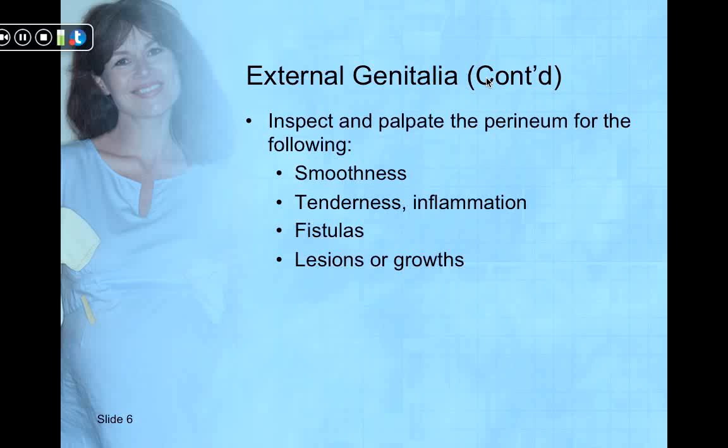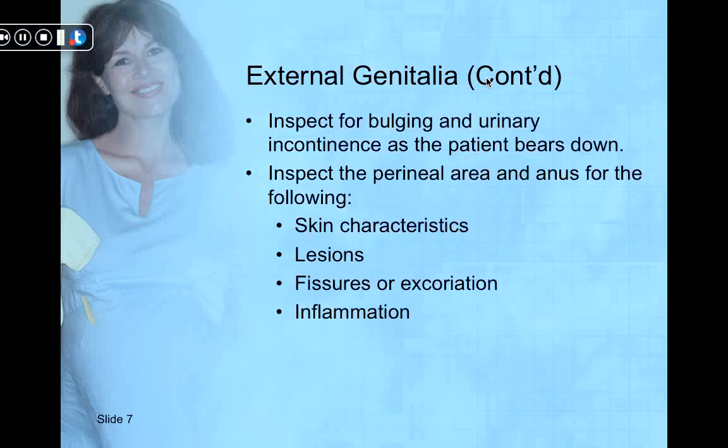You will also inspect and palpate the perineum, which is the area between the vagina and the rectum, for smoothness, for tenderness or inflammation, for fistulas, for lesions, growths, warts, any abnormalities. You inspect for bulging and urinary incontinence as the patient bears down. Make sure that their bladder's not sticking out of their vagina, or any just gross abnormalities.